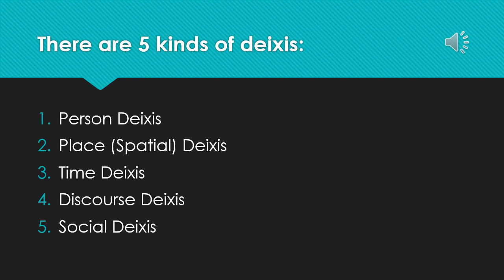In today's presentation, we are going to talk about the 5 kinds of deixis. They are separated into the traditional deixis that already existed, the basic ones, and the modern ones that are elaborated with new linguistic terms. The traditional deixis are person deixis, place deixis, and time deixis. The modern deixis are discourse deixis and social deixis.